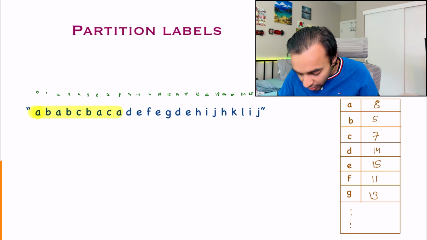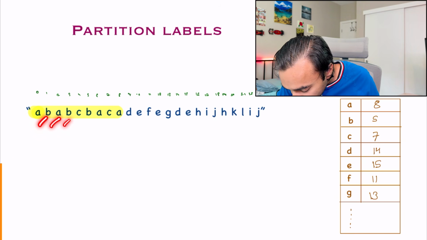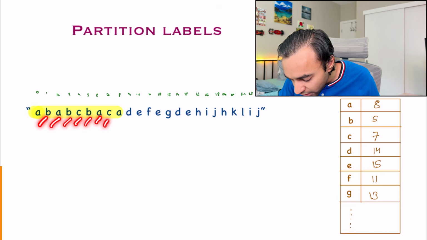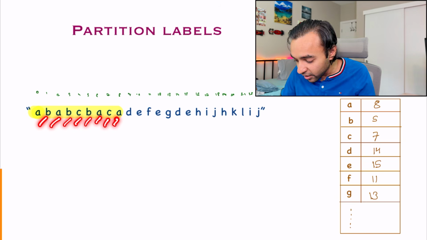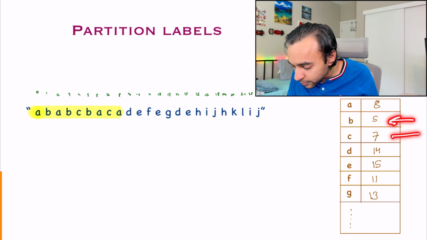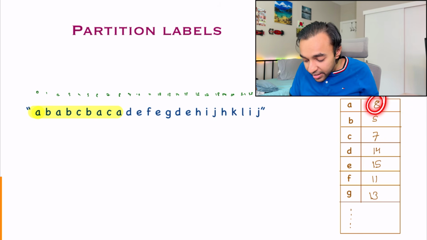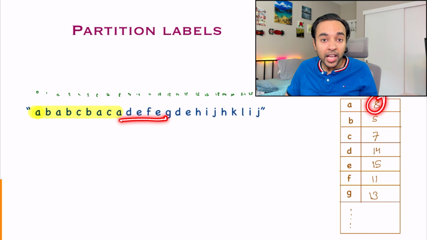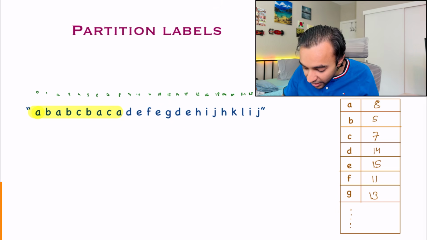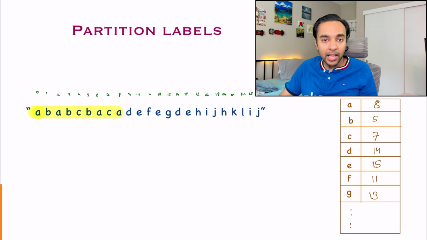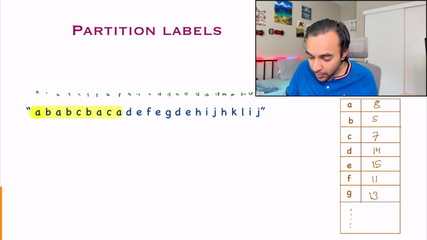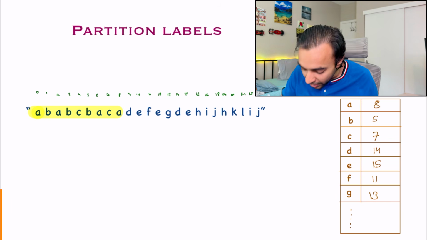But to verify it, you will look at each of the characters in the partition that you have selected. For each character, check the last occurrence. If the last occurrence is greater than 8, then I am going to extend this window. Otherwise, I don't need to do anything and I can stop right over here. I found my first partition. Now, how do you go about your second partition?